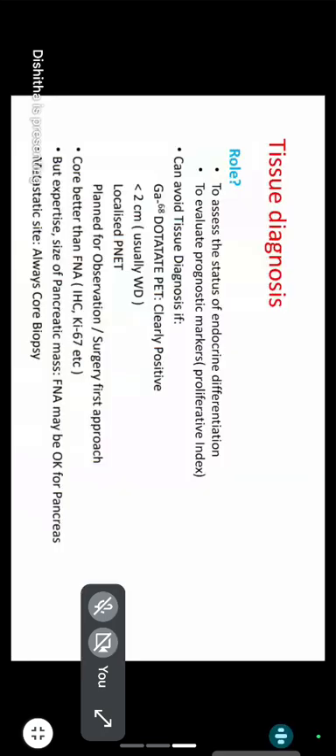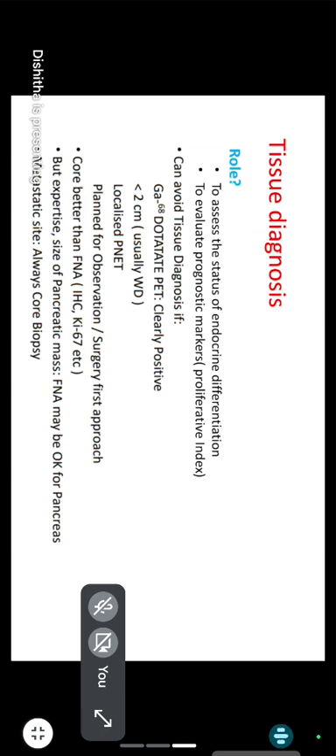So what's the role of tissue diagnosis? It helps us to assess the status of endocrine differentiation and also to evaluate the prognostication. But we don't need to have a tissue diagnosis always. We can avoid it if the DOTATATE PET is clearly positive, or if the lesion is less than 2 centimeters, because these are usually well differentiated, and a localized PNET, or if you're planning for an observation or an upfront surgery, in that case we can skip the tissue diagnosis.